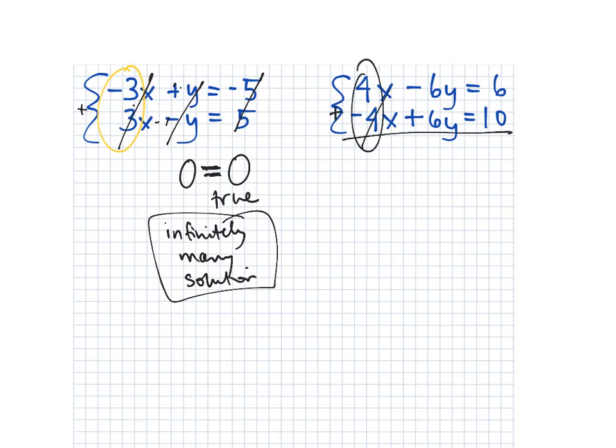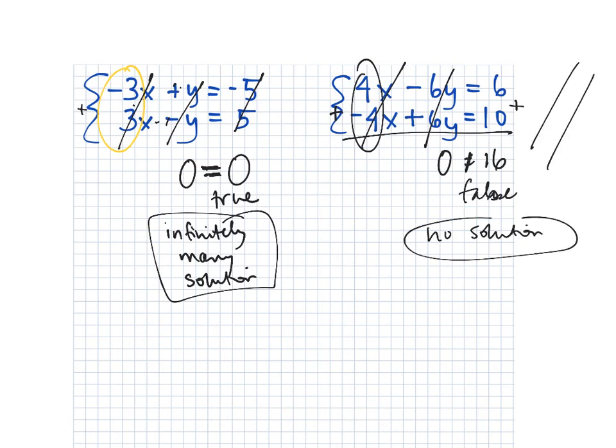Okay, and then for this one, we can see we have it matching here, so we can add these two. This eliminates. This also eliminates, right, because they're opposite. So this is 0, but then when you add these two, you get 16. 0 does not equal 16. This statement is false, so that means there is no solution. These are going to be our parallel lines, and these are going to be our same line.